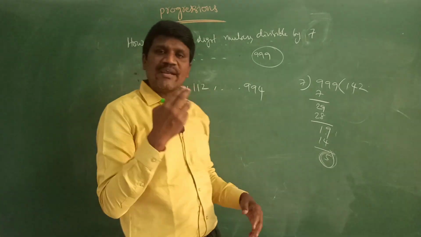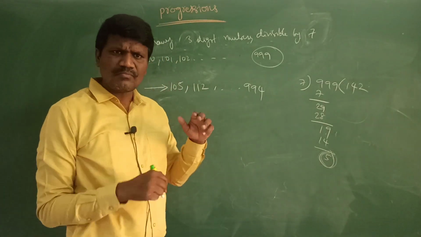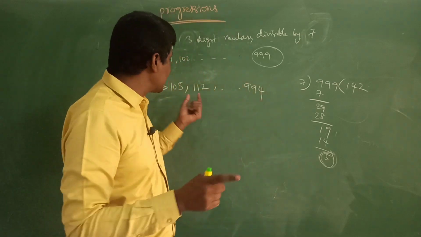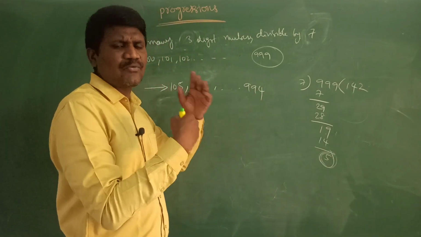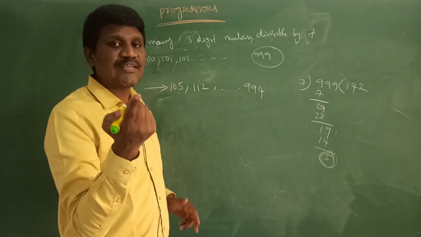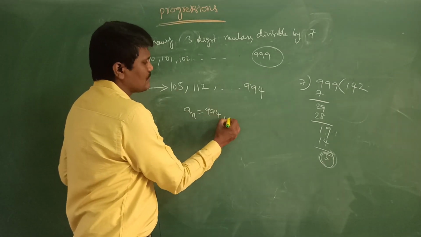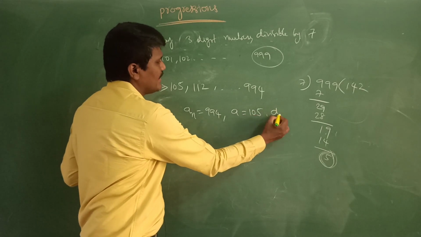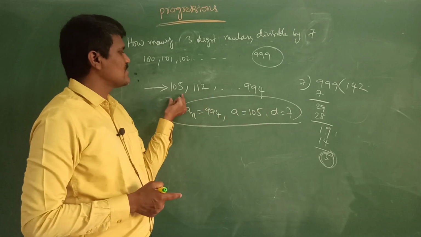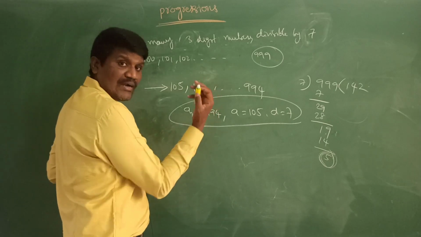So whenever they ask how many 2-digit numbers, how many 3-digit numbers, first you need to find out the series. Whatever the number may be, they may ask divisible by 3, they may ask divisible by 4. So first you need to find out what is the first term and what is the last term. By dividing you can easily find it out. This is the first term and this is the last term. Now how many means we need to find n, right? So an is 994, a is 105 and d is 7. A is the first term 105, d is the common difference 7, and the last term is 994. So easily you can find the n value, right?